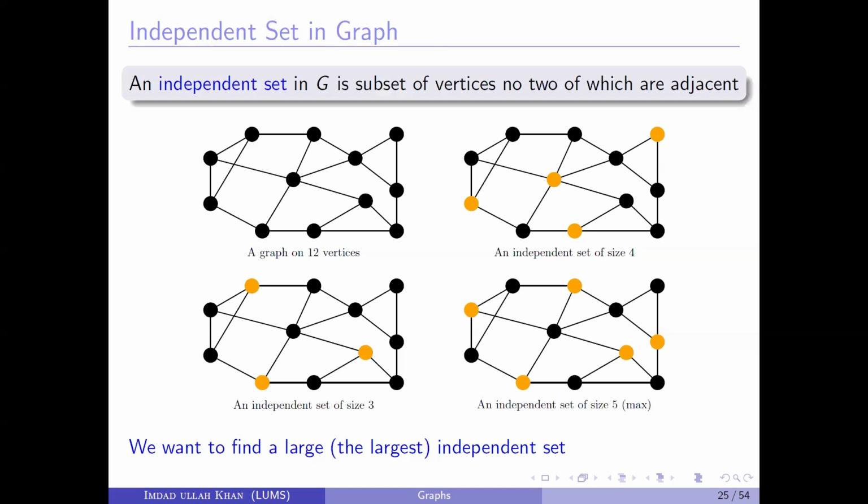An independent set in a graph is a subset of vertices where no two of them are adjacent. The first graph is a graph on 12 vertices, which is given as the input. The visualization on the top right shows an independent set of size 4. It means we have found 4 vertices, no two of them adjacent. But our task is to find a maximum size subset of vertices such that no two in that subset are adjacent. In this case, there are 5.